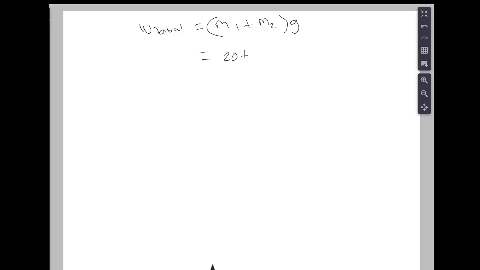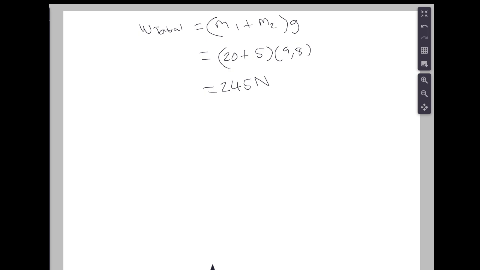which is going to be obviously mass 1 plus mass 2, all multiplied by the gravitational force, which will be 20 plus 5 multiplied by 9.8. I'm going to put that in the calculator. So we're going to say 20 plus 5 times 9.8. That's going to be equal to 245 newtons.